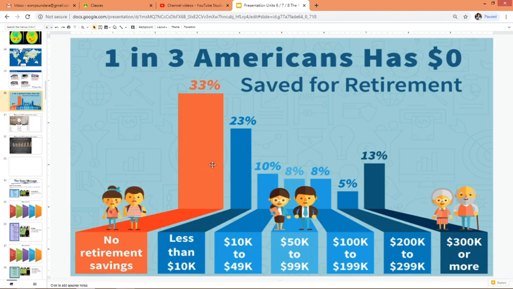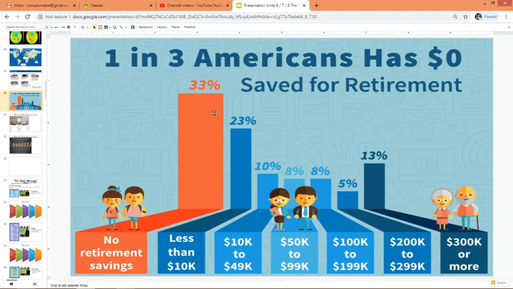Introduction. This is a visual, a vertical bar graph, right, that shows the percentage of Americans who have saved for their retirement. That's a good I. E, explain. All right.